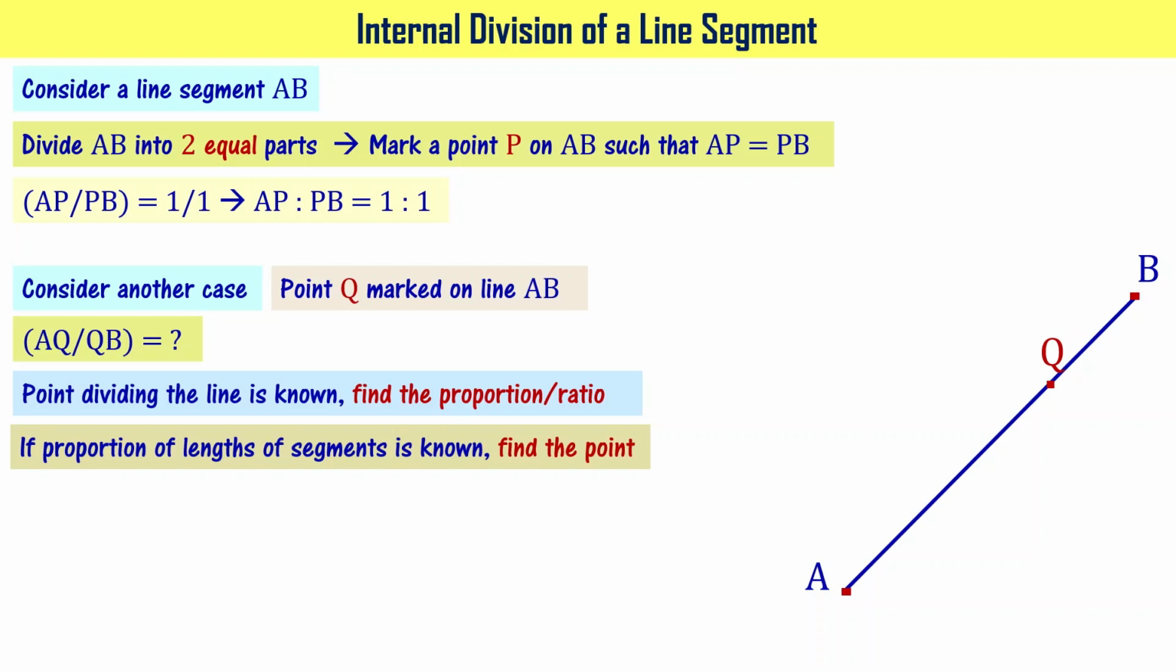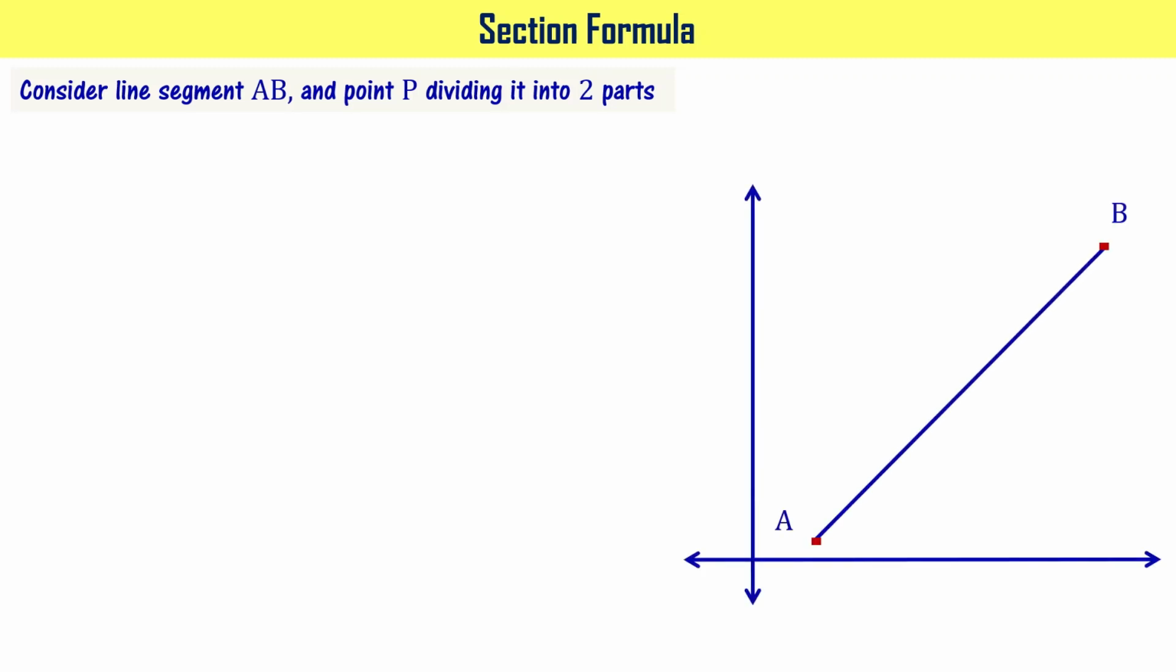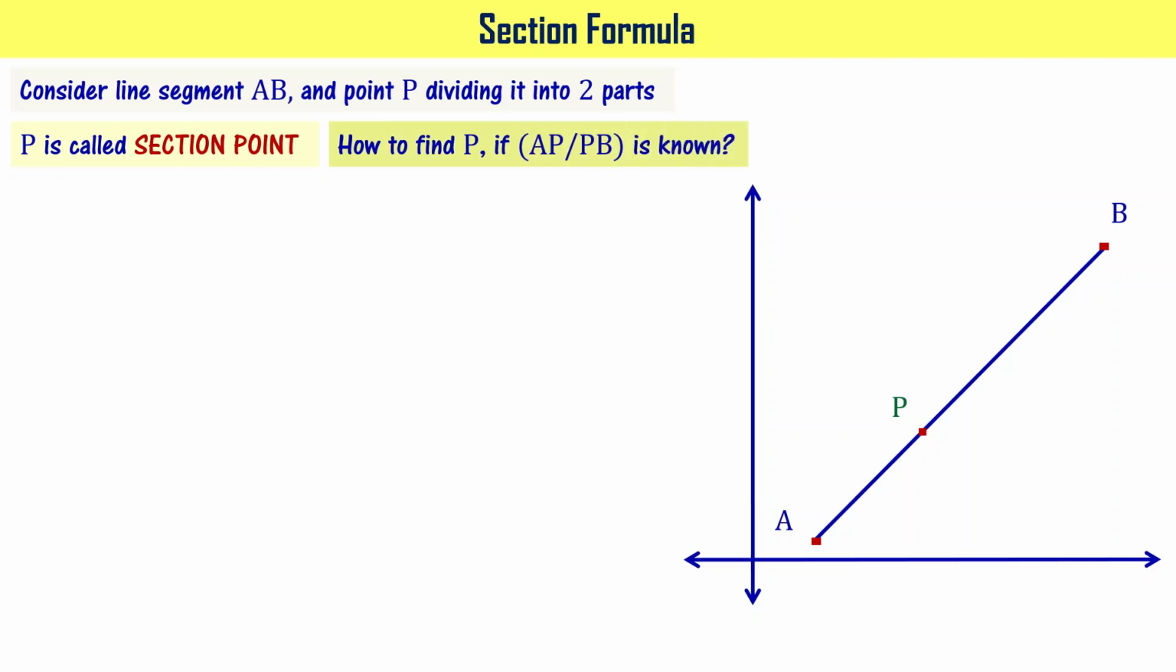Let's try to understand section formula now. Let us consider line segment AB and point P dividing it into two parts as shown here. P is called the section point. Please note this point. Now the question is how to find P if AP by PB is known. If I am given the length of AP and the length of PB, I know AP by PB. Then how do I find point P?